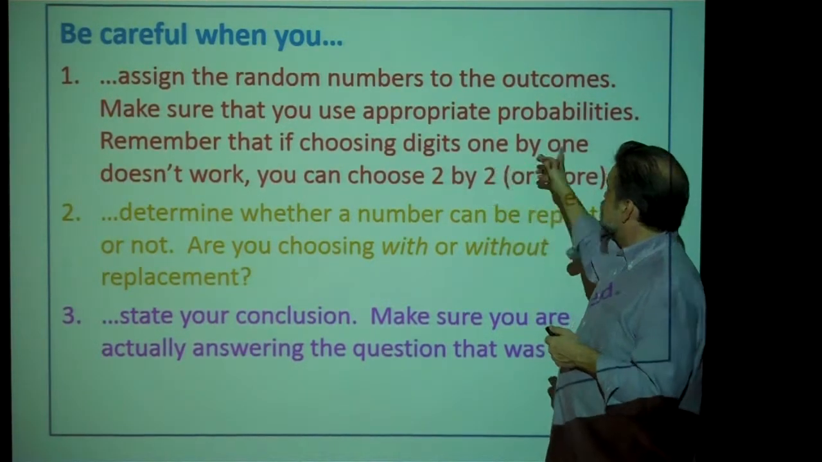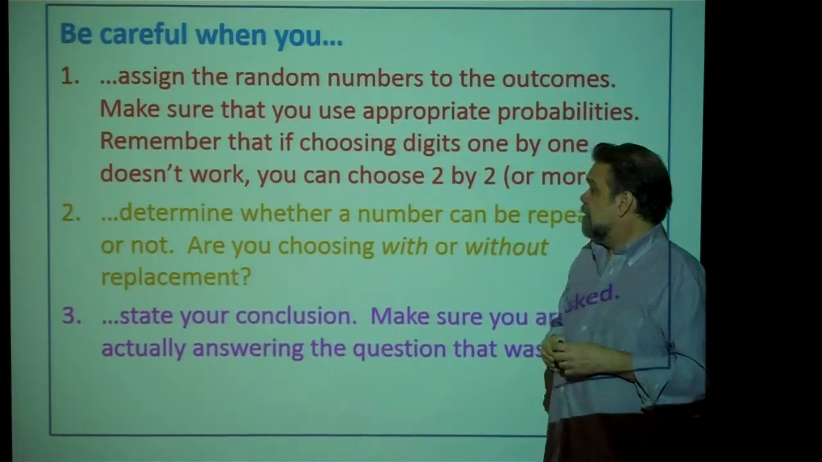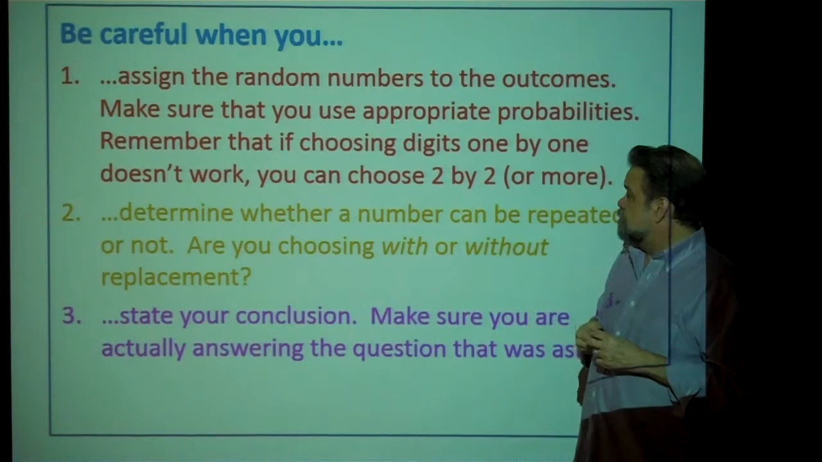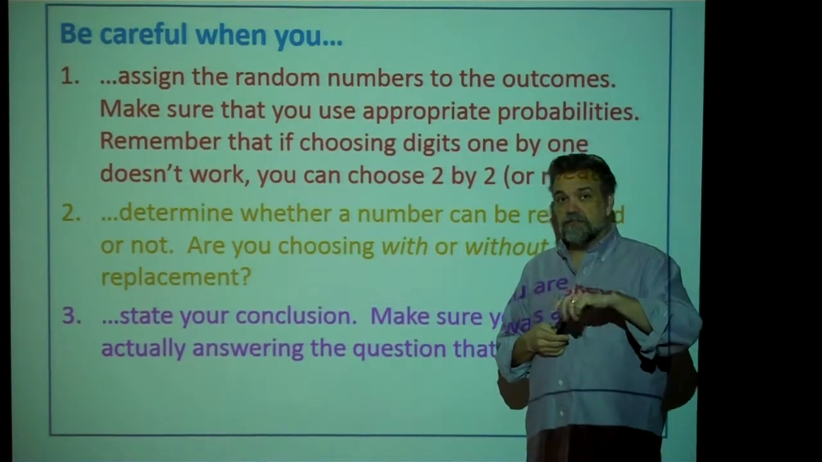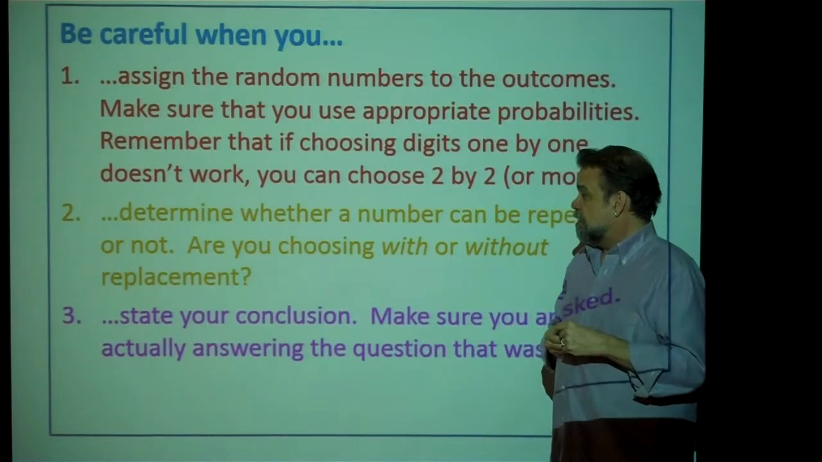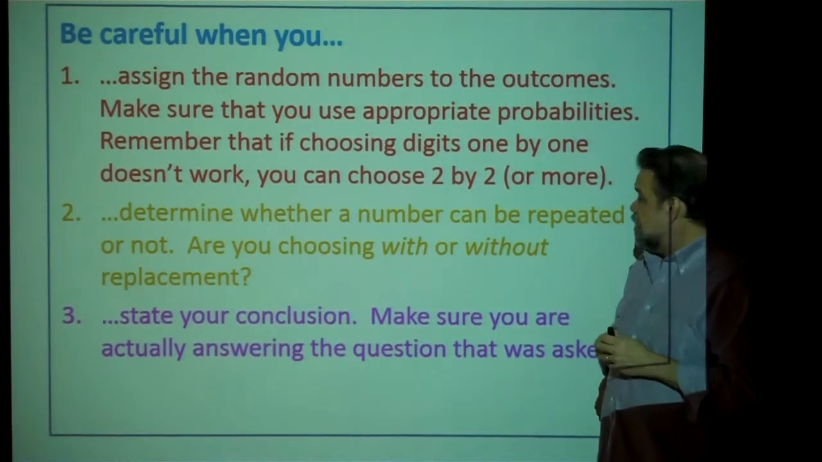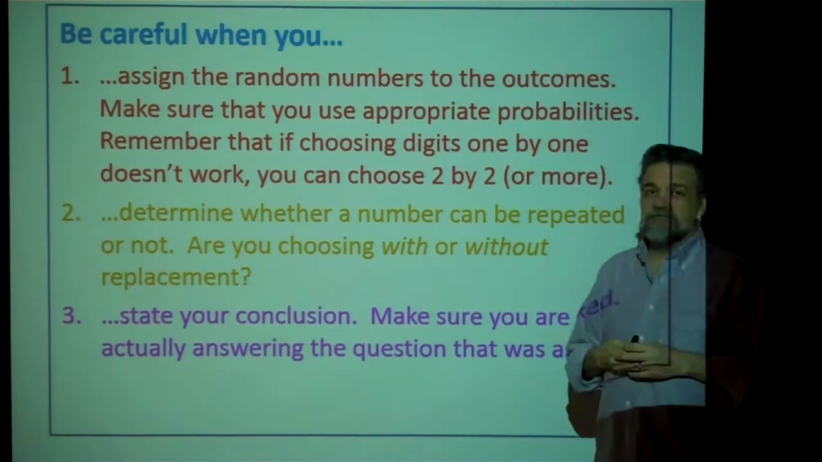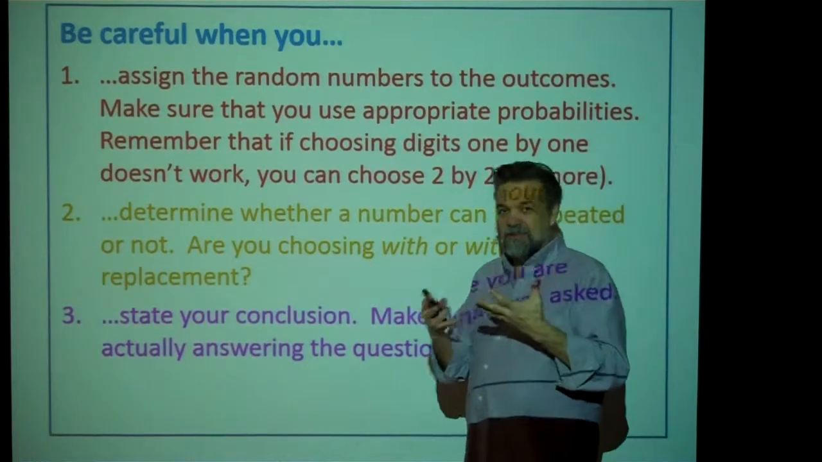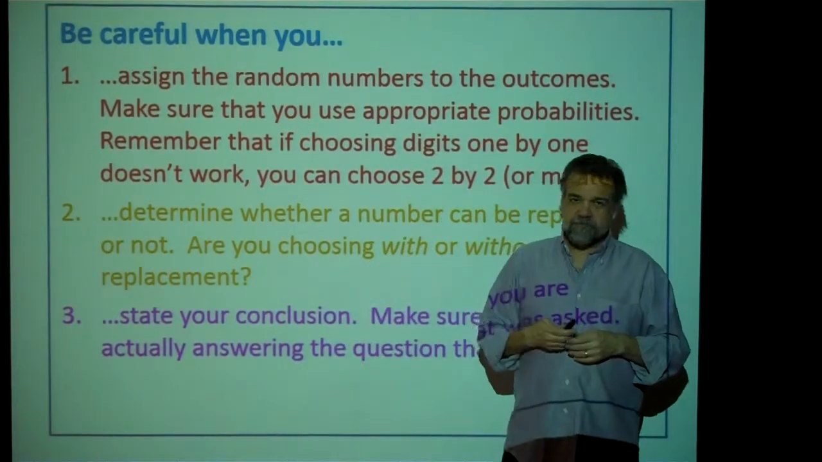Remember that if choosing your digits one by one doesn't work, you can choose two by two or more. Also be careful when you determine whether a number can be repeated or not. Think about it. Are you choosing with replacement or without replacement? And then number three, please state your conclusion in the context. Make sure you're actually answering the question that was asked. A lot of times we get really involved in these problems and we kind of forget what we're doing there.